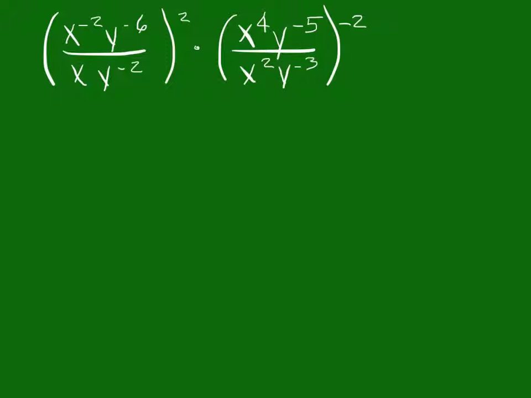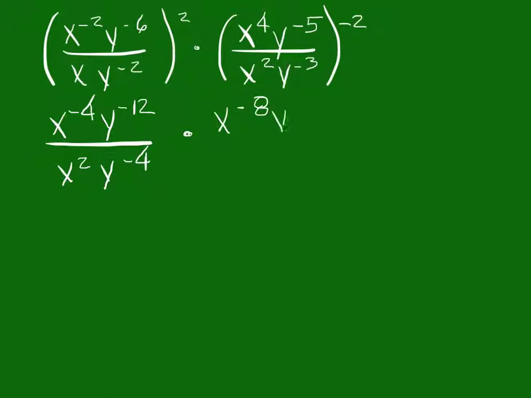So we'll start on the left and multiply through by this exponent of 2 against each of these exponents. And you'll come up with x to the negative 4th, y to the negative 12th, over x squared y to the negative fourth. And then go through and do the same thing with the other one. You want to multiply through by negative 2 against each of these exponents. You should get x to the negative 8th, y to the 10th, x to the negative 4th, and y to the 6th.